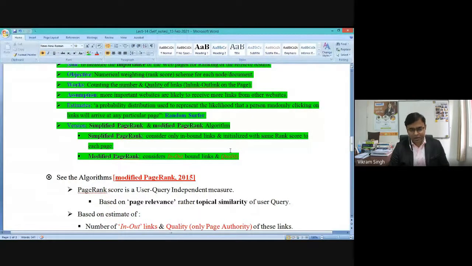So suppose we are given 10 or 20 pages. Among these 10 or 20 pages, to generate the PageRank score, the PageRank probability for the search, it observes only the inbound links. That is the simple philosophy of simplified PageRank, which is the first version of PageRank. And it was observed that considering only inbound links has some biased impact on the PageRank score.